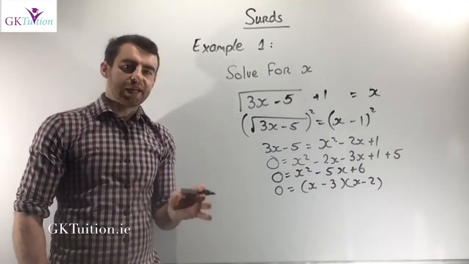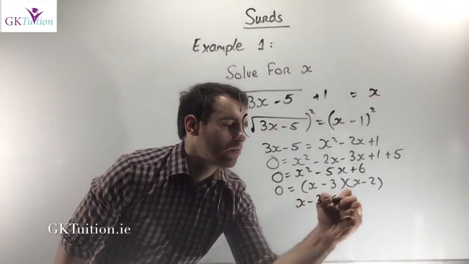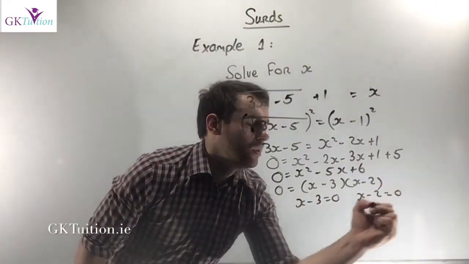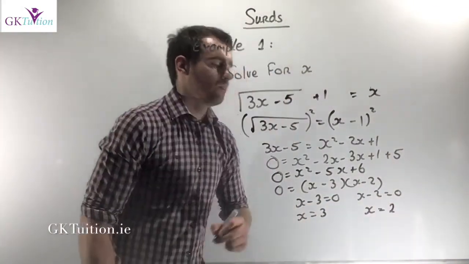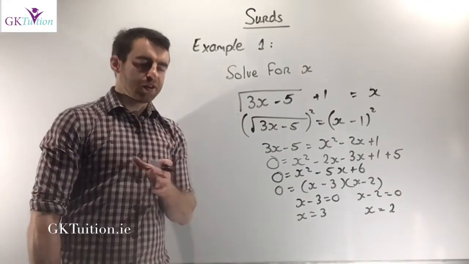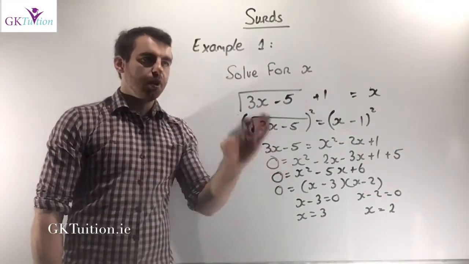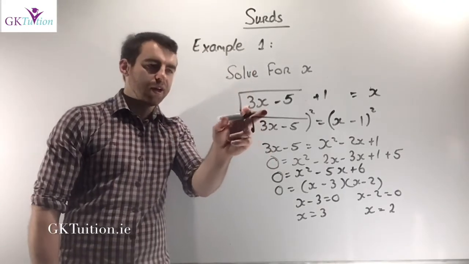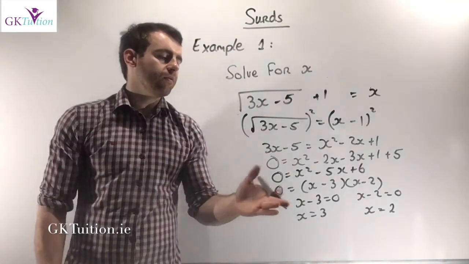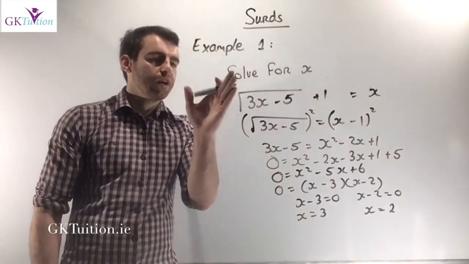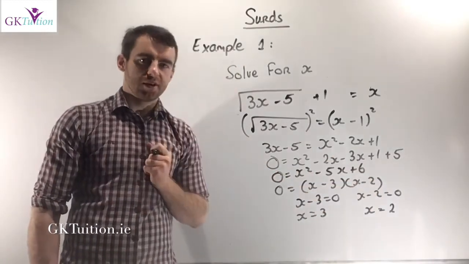What I'm now going to do is set each factor equal to 0 and find values for x. I can say that x minus 3 equals 0 or x minus 2 equals 0. So my answers here are x equals 3 or x equals 2. However, in these questions, you have to verify your answers. So in every single question where you have a surd, you have an algebraic surd, you have to verify your answers. So now I'm going to investigate. If I sub in x equals 3, does it fit into the first line? If I sub in x equals 2, does it fit into the first line?